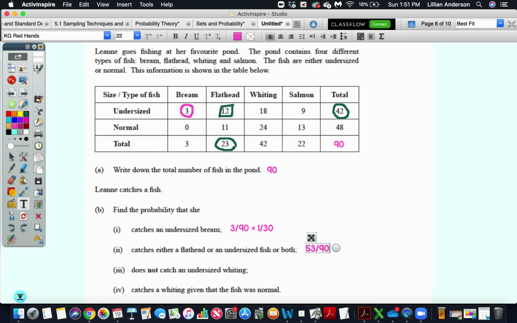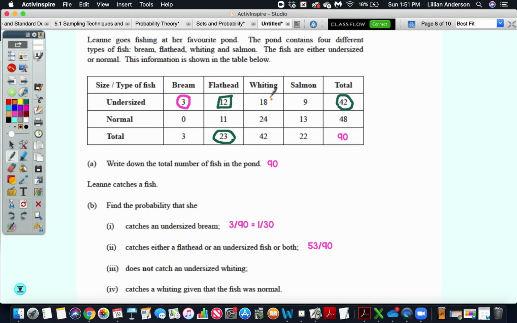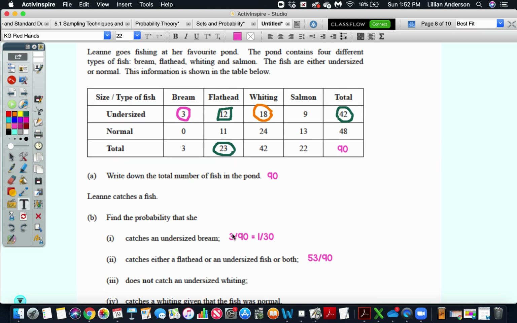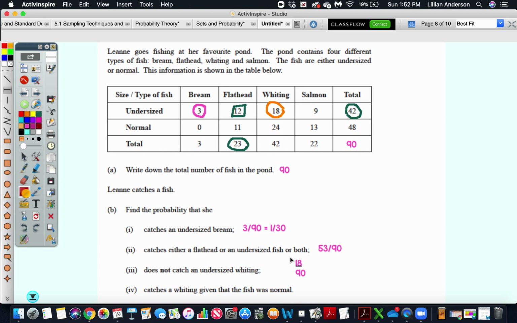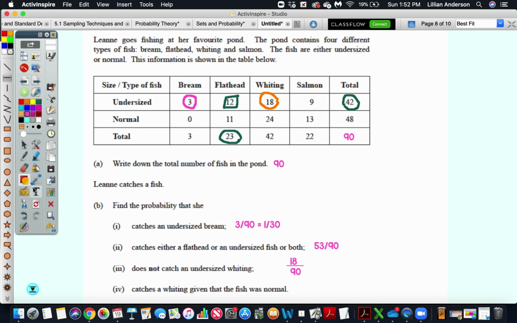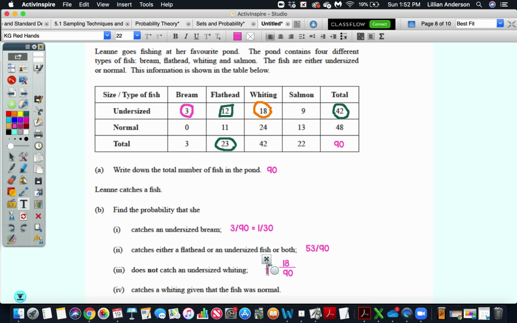Now it says, what's the probability that it does not catch an undersized whiting? Okay, well, an undersized whiting, there are 18 of those possible. There's 18 undersized whiting fish out there. Now what you can do is you can count up all these other fish, all these other types, all these other sizes, or you can do the complement. Since you know that there are 18 out of 90 fish that are undersized whiting, then what we can do is we can subtract that probability from 1 to find the actual probability of not catching an undersized whiting.